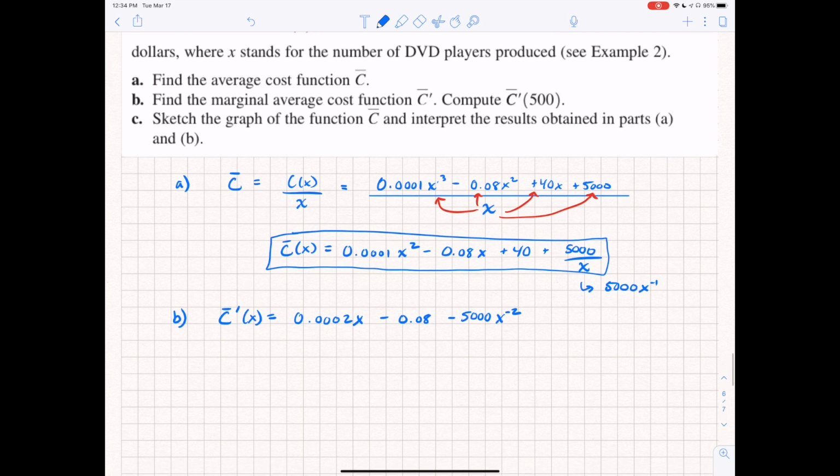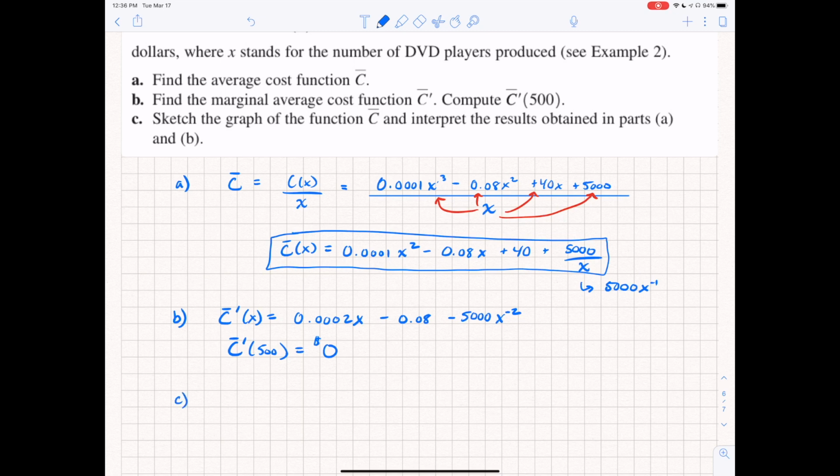I want to compute this at specifically 500 DVD players, so I'm going to get my calculator back out. And I'm going to get a really small number, so we can say that this is 0. So the average cost at 500, its marginal average cost, is $0 in terms of production.